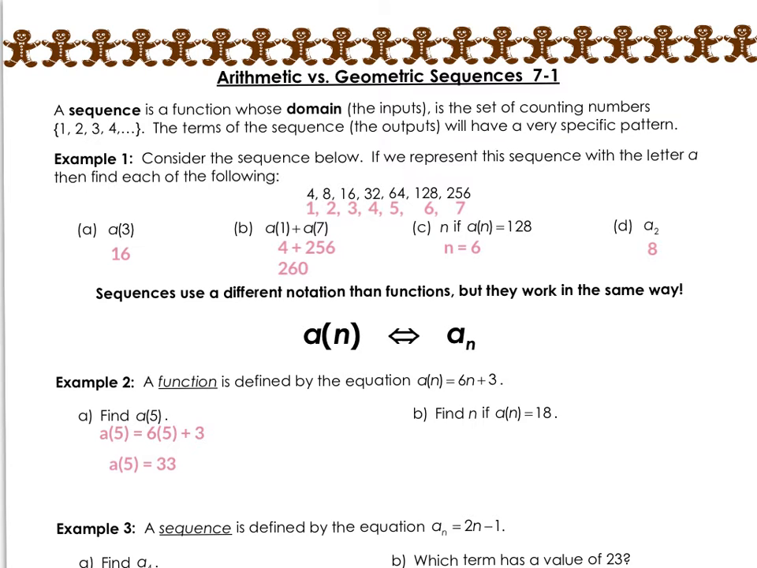The next one is asking us for n this time, if a of n equals 18. So now in place of a of n, I'm going to put the 18 in place of the whole thing. Then we can solve just like we've always done. I want n by itself, so first subtract 3 from both sides. And then when we divide by 6, we get our answer, which is n equals 15 divided by 6. So we can always plug in our inputs and get out our terms. They're very similar to the functions that we've done in the past.